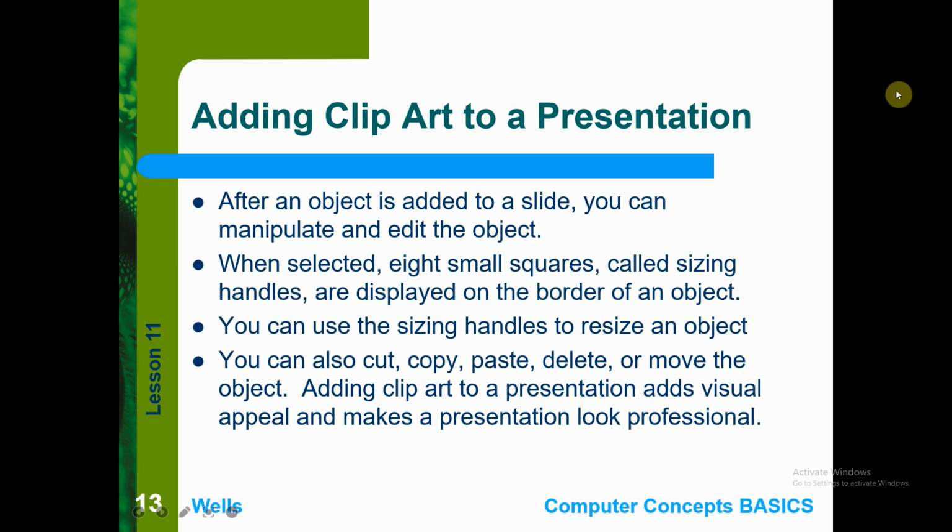So there are 8 small circles on the border of an object. Then you can use the sizing handles. You will see the arrow change, which means you can resize it. Then in the online version of editing, you can also do this.